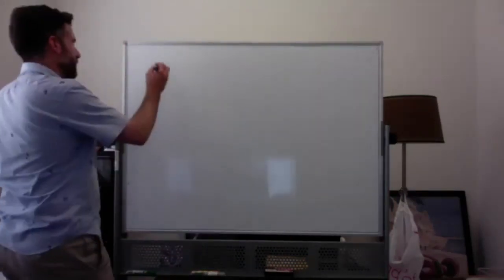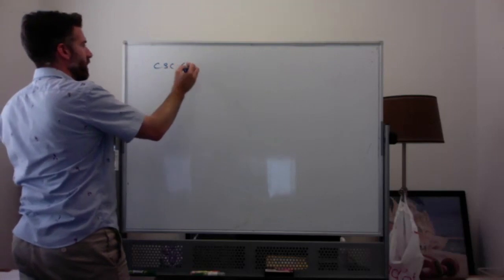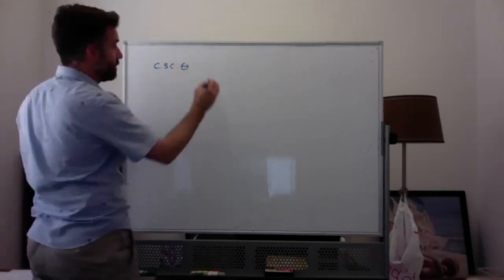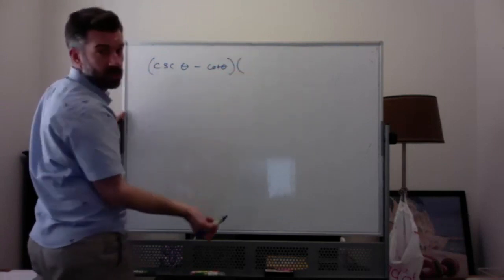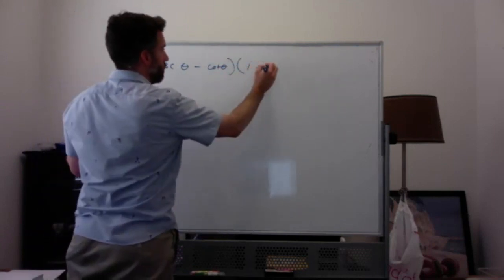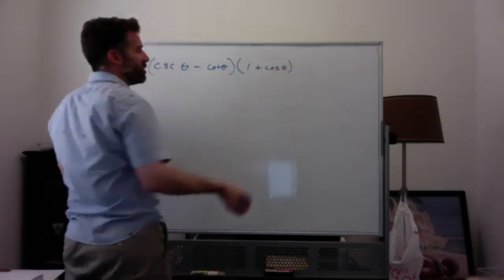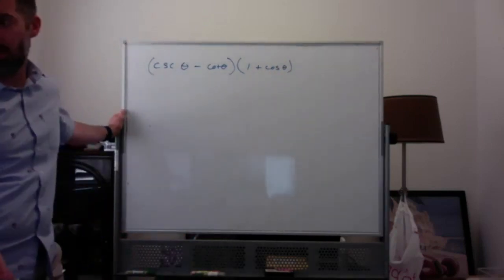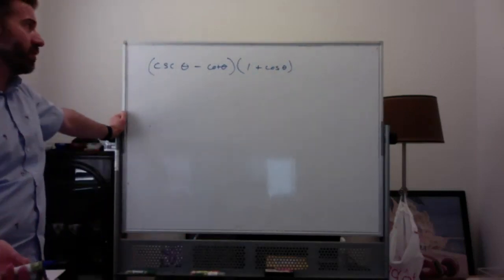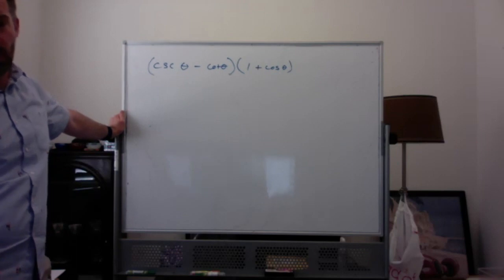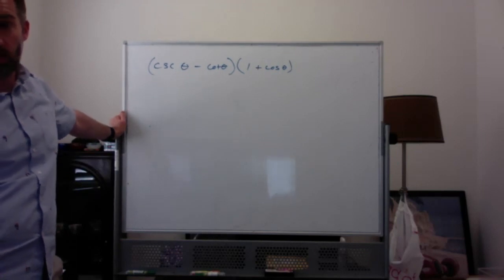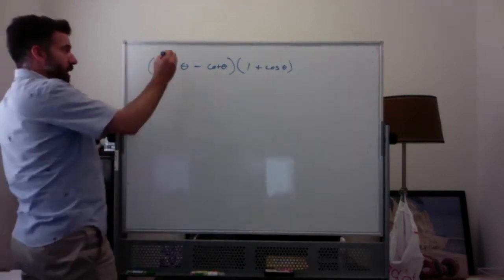So I've got, let's see, cosecant of theta minus cotangent of theta times 1 plus cosine theta. And I think there's two different directions we could go. You could either first write everything in terms of sines and cosines, which is kind of my go-to. The second thing you could do, which is what I'm going to do here, is multiply it out first. So I'm actually going to FOIL it out.